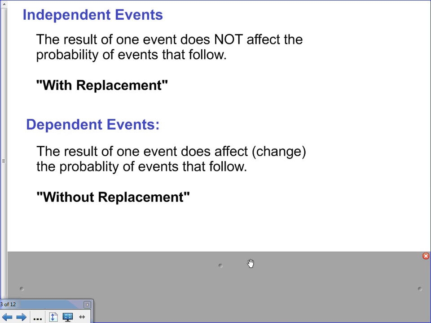And I like Kyle's definition. When you're dependent, you rely on someone else. So if we're talking about a dependent event in math, our probability relies on what happened before us. So the probability of one event does affect or change the probability of the events that follow.